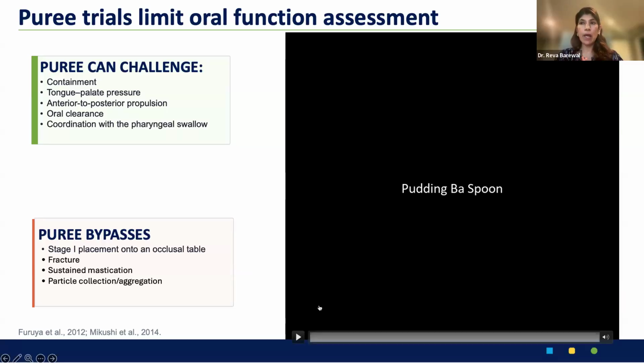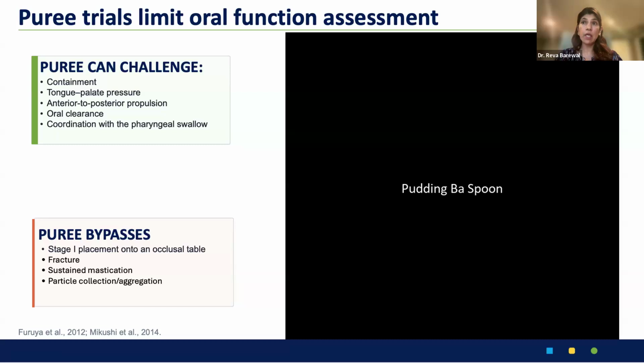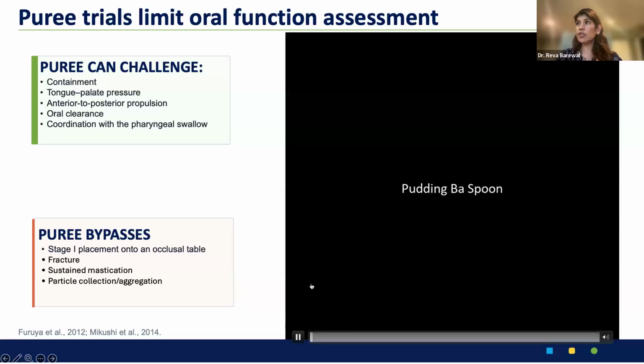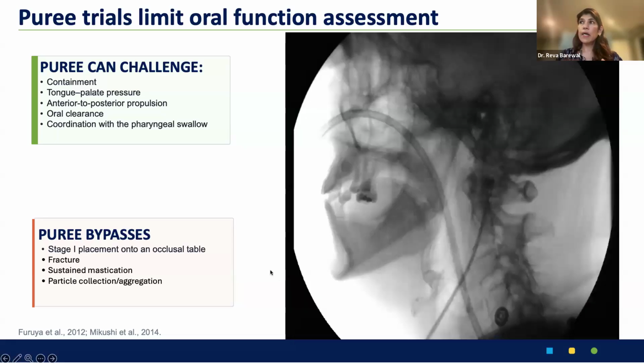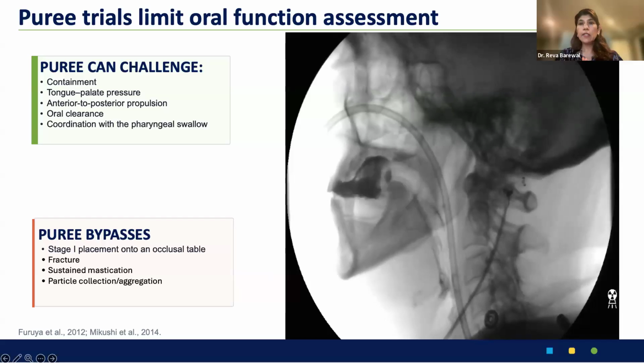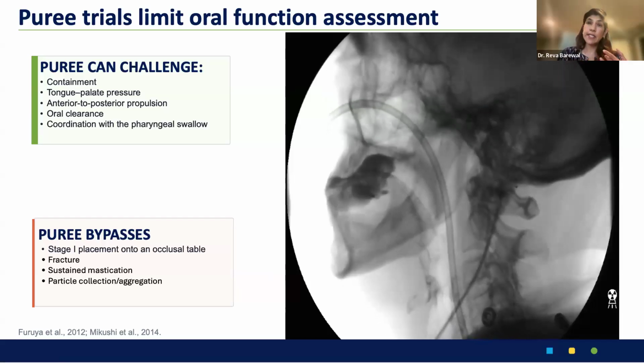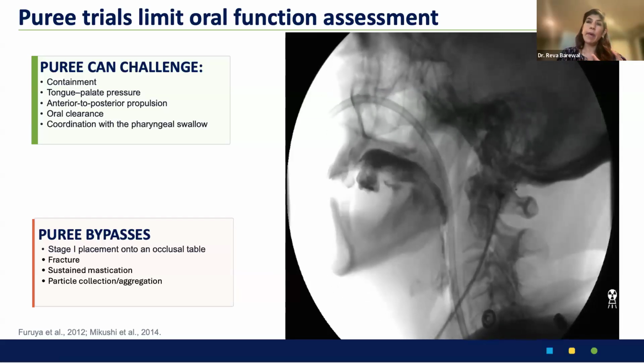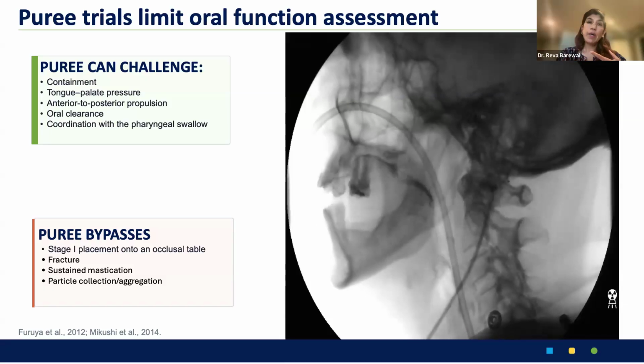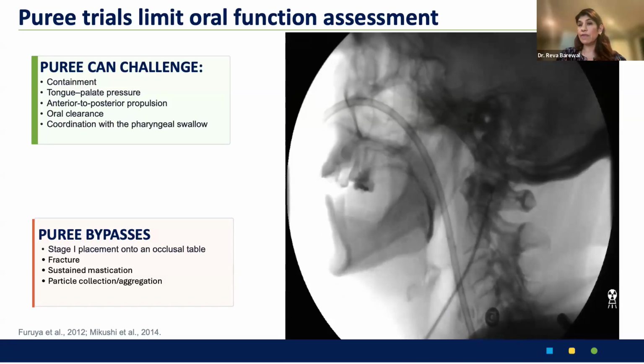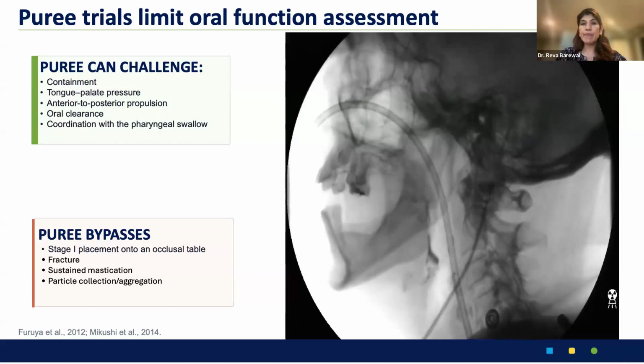So here, what I want to share with you is the puree. When we do our MBSImP, we're doing a puree challenge and then the cookie challenge. Puree can absolutely test oral function. It's going to show you containment, tongue-palate pressure, propulsion, clearance, and coordination with the pharyngeal swallow.